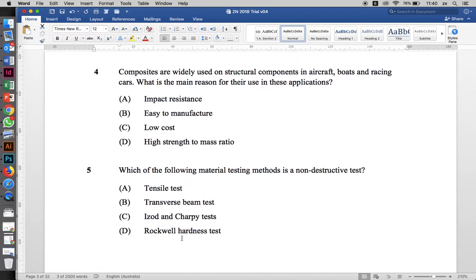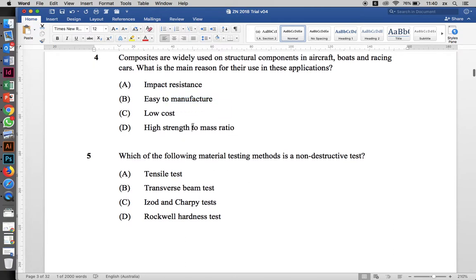4. Composites are widely used on structural components of aircraft, boats, and racing cars. What is the main reason for their use in these applications? Well, they're not necessarily easy to manufacture. That's a fairly detailed manufacture process. They're not necessarily cheaper. They have some impact resistance, but it's all relative when they say good impact resistance, but not compared to, say, steel. It's really their high strength to mass ratio. That's really the advantage. Now that could be with hyphens, strength-to-mass ratio, because it's an adjective, but yeah, why not?